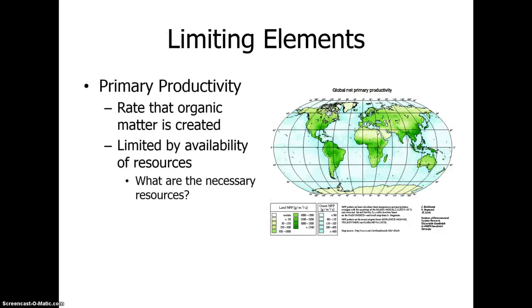Okay, limiting elements. This is your last slide. So primary productivity, this is just the rate that organic matter is created. It is limited by available resources. If you take a look at the globe, and I know I'm out of time, so take a look at the globe, you can see where the most productive areas are. That's going to be your dark green areas.